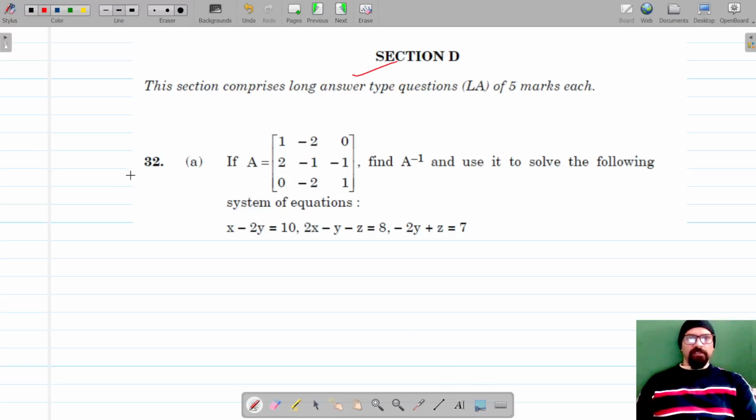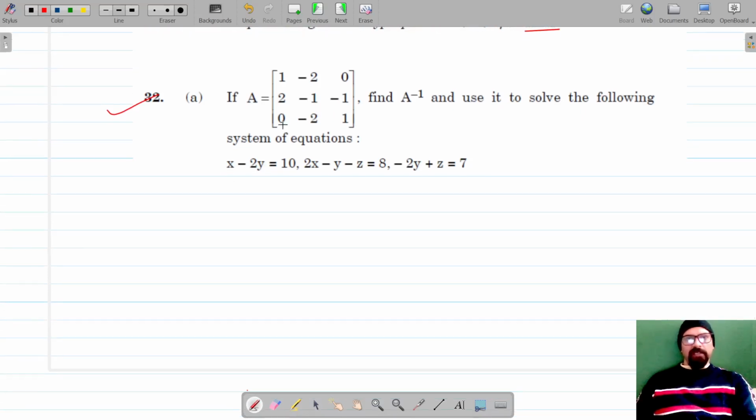For section D, which comprises long answer questions of 5 marks each, we are going to attempt the first part of the 32nd question. We are given a square matrix A of order 3. We have to find A inverse, and we have to use it to solve the following system of equations.